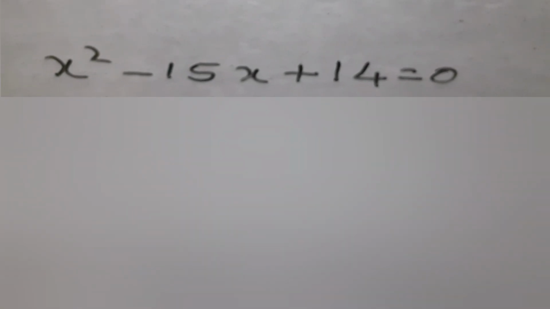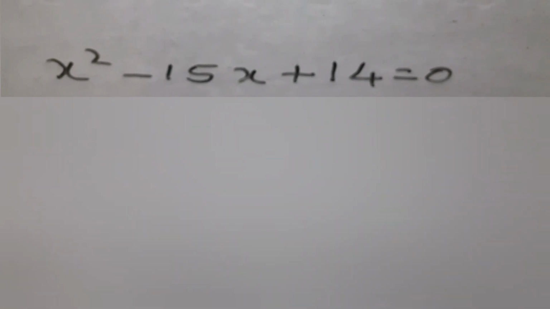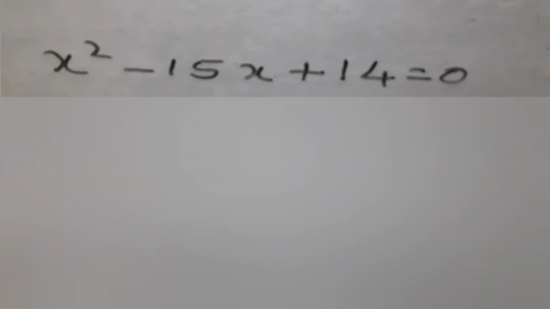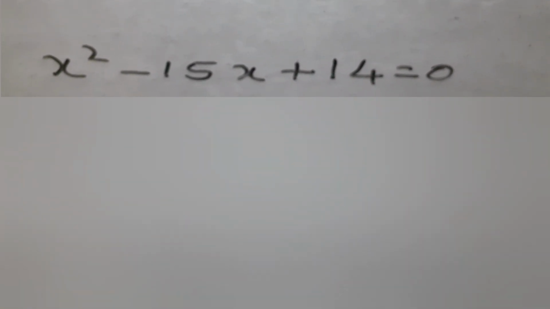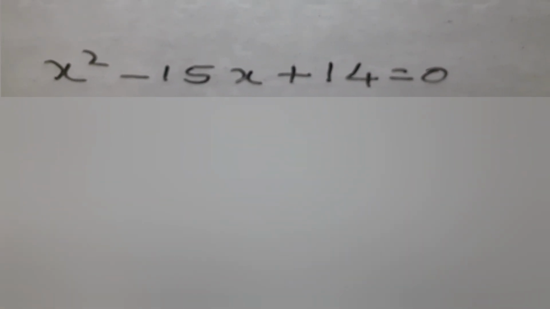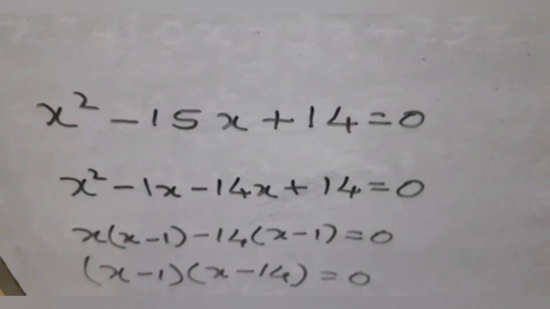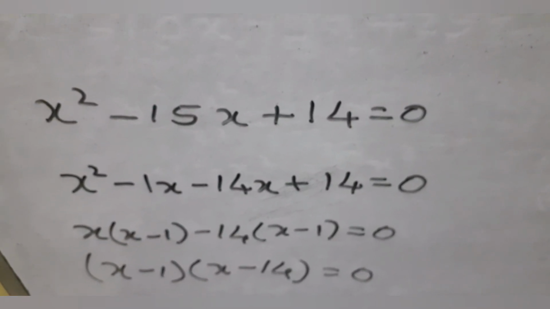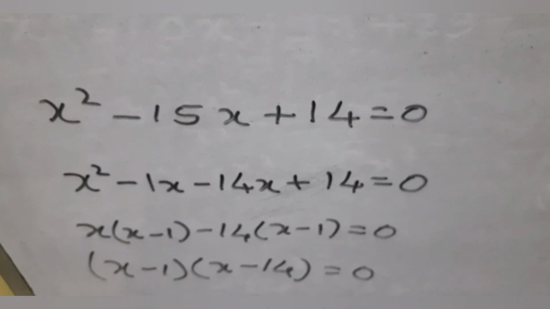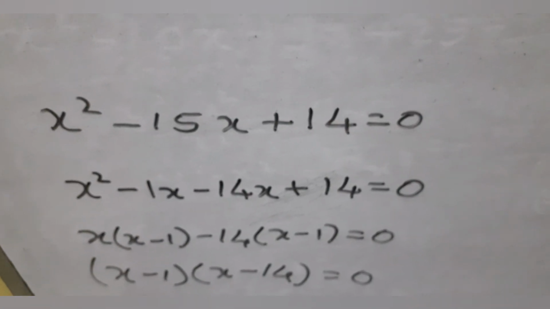For splitting the middle term, we require two numbers whose product is 14 and sum is minus 15. The numbers are minus 14 and minus 1. Split the middle term minus 15x as minus 1x minus 14x. Take x common from the first two terms and minus 14 common from the last two terms. So the factors are x minus 1 and x minus 14.